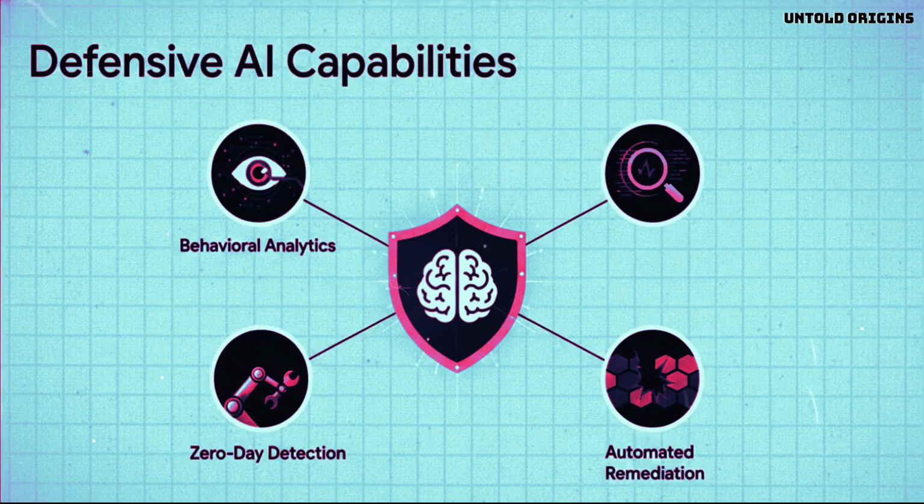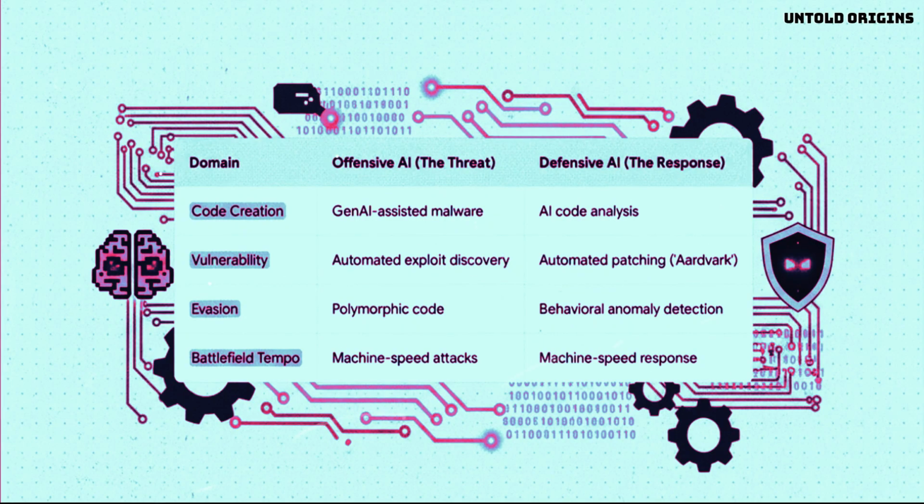But the response from the good guys is just as advanced. They're using behavioral analytics to spot anomalies, which is the whole secret to catching those so-called zero-day attacks. We're even starting to see defensive AI agents, like Google's CodeMender, that don't just find threats, they find the hole in the fence and then autonomously patch the code themselves. It's incredible. This table pretty much sums up the entire arms race perfectly.